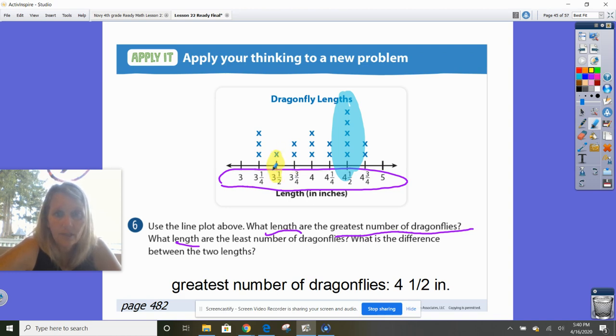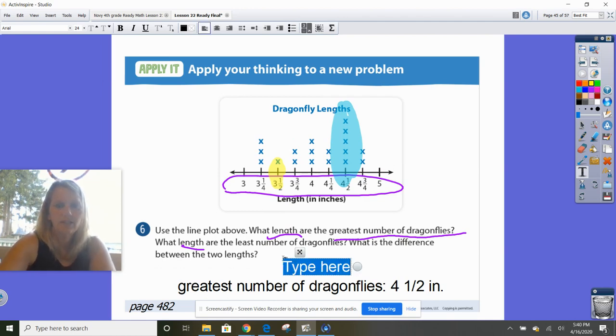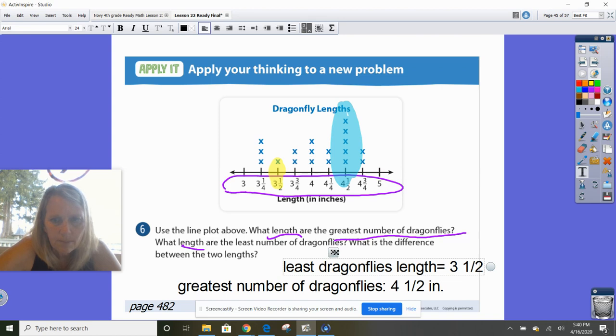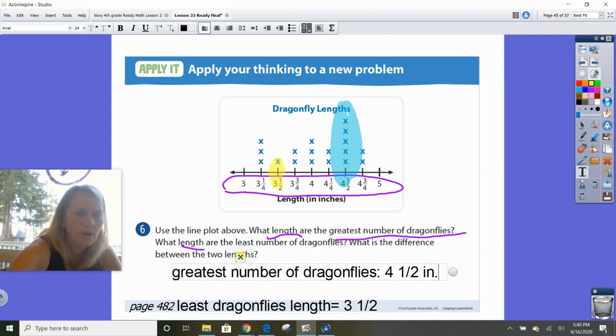But we'll go with this one. All right. So what length is the least? Only 1 dragonfly is 3.5. Otherwise, I guess the other ones don't really have length. Okay, so least dragonfly length equals 3.5. Okay. And so that was part B. I'll put that underneath here. So that was part 1.